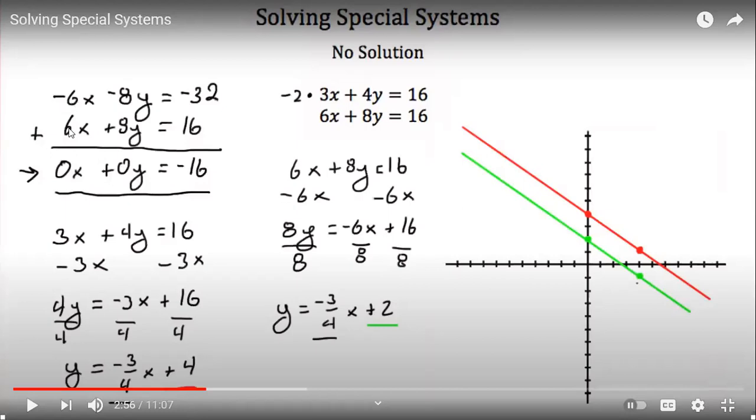Then a number and its additive inverse, we will add them together. So we have 0x, 0y equal -16. Is this equation correct or not, Abdullah? Abdullah, is this equation correct or not?